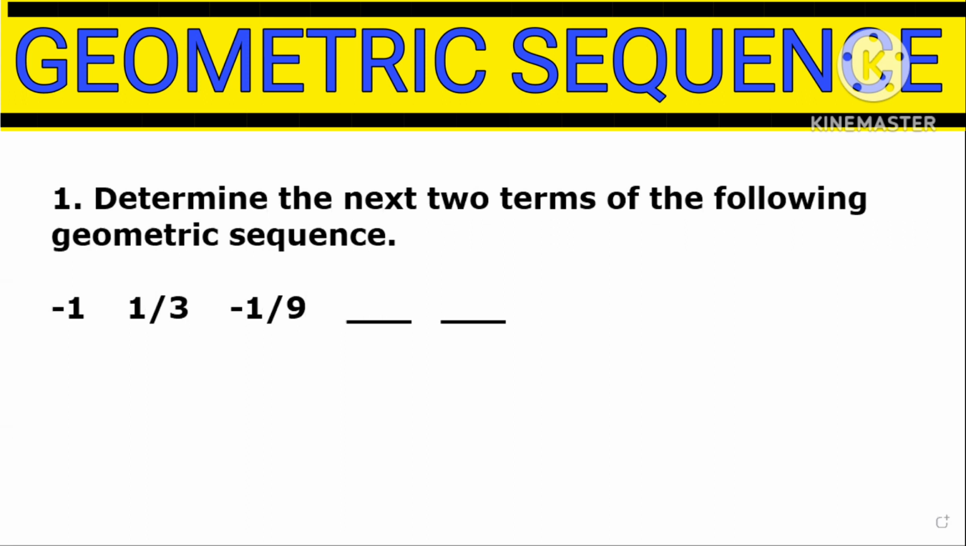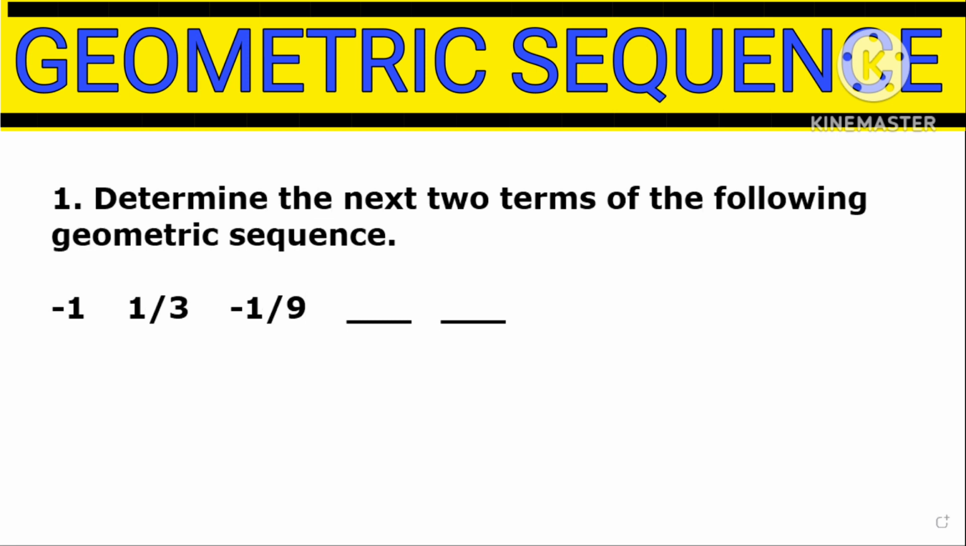Okay, so let us apply this formula by considering the following problems. Problem number 1, determine the next two terms of the following geometric sequence, negative 1, 1/3, negative 1 over 9. Now, para makuha yung next two terms, kailangan isolve muna natin ang common ratio. And to get the common ratio, we simply divide any two consecutive terms. So, wag na tayong lumayo.